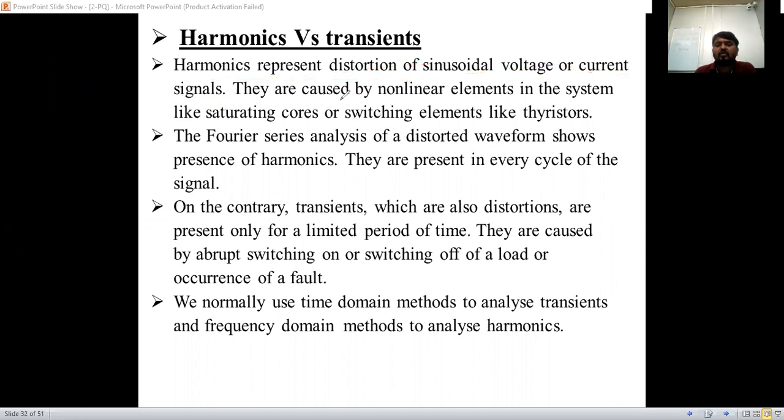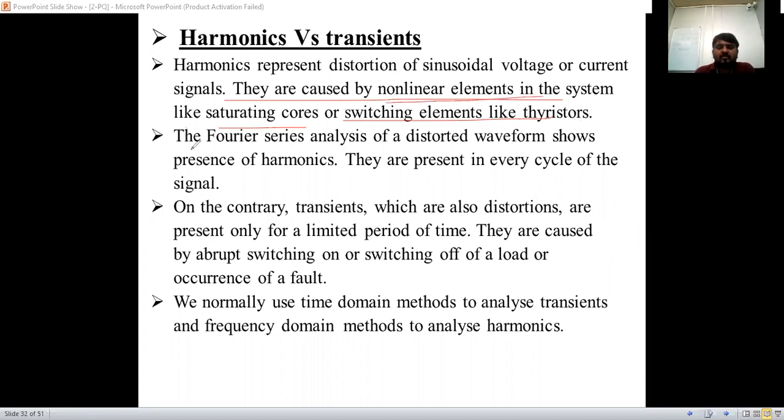The harmonics will be caused by non-linear elements in the system like saturating cores, and switching elements like thyristors, diodes, GTOs, SCR and all. Thyristor means SCR only. But the transients are produced because of switching the load on and off. The harmonics will be caused by non-linear elements here.